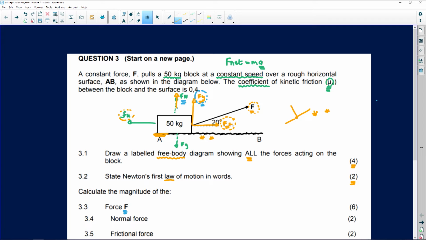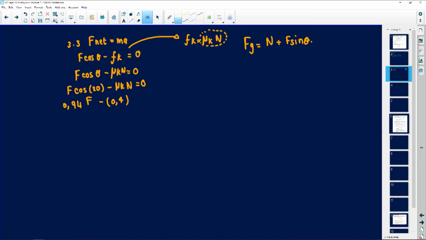I've got my F of y also in the same direction. So I need to take these two forces into consideration. Vectors in the same direction. From grade 10, we know we have to add the forces.